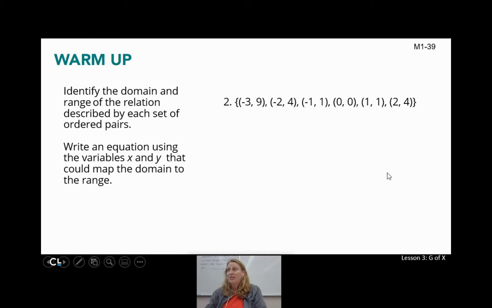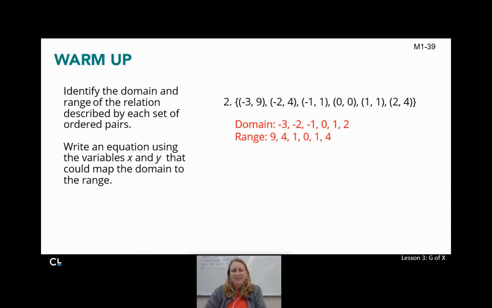Now, as we were just saying, all the X coordinates are all domains, right? So my domain is -3, -2, -1, 0, 1, and 2. We said range is our output, it's our Y coordinates. And so in this case, my range will be 9, 4, 1, 0, 1, and 4. Hooray. Now, here's the tricky part. It's not that tricky. But again, we want to know, how did we get from our domain to our range?